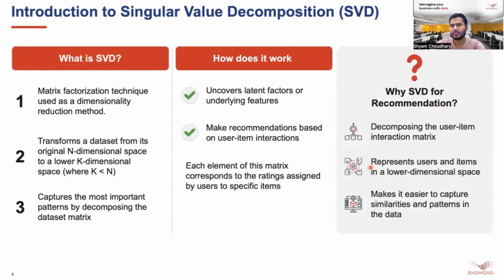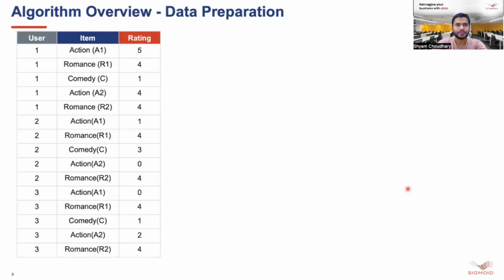Now, why should we use SVD for recommendation? We have three simple steps for it. First, we decompose the user-item interaction matrix, and then we represent it in a lower dimensional space, and from that lower dimensional space we are able to identify the data patterns and latent factors present in the data to provide the recommendation. Now let's go step by step through the SVD algorithm.